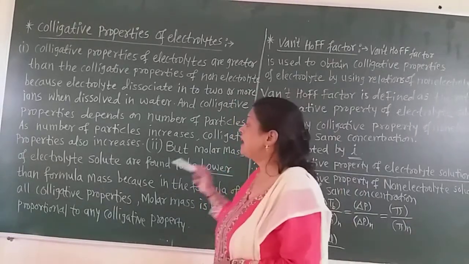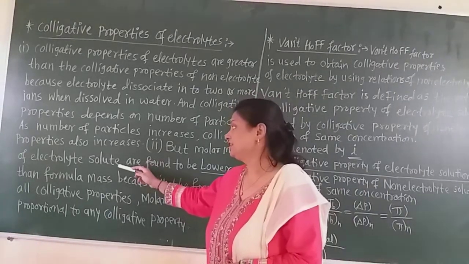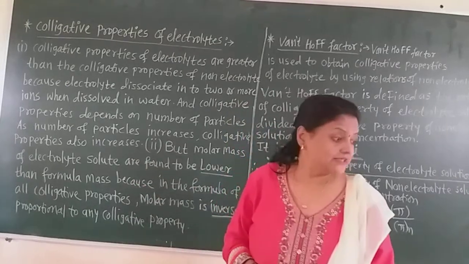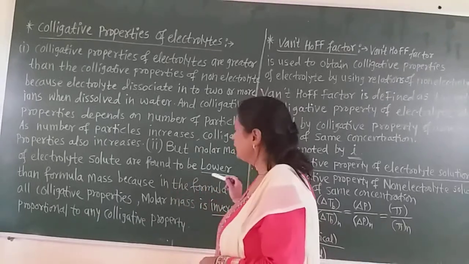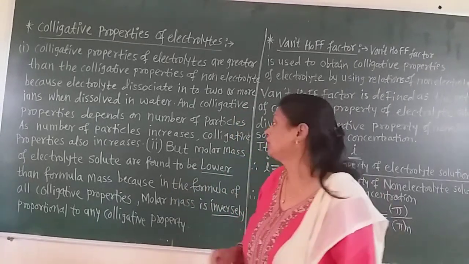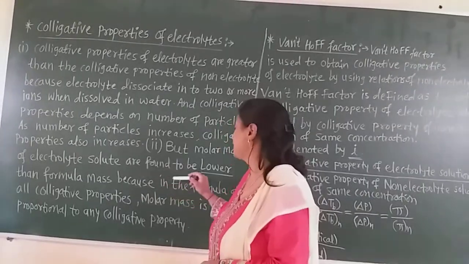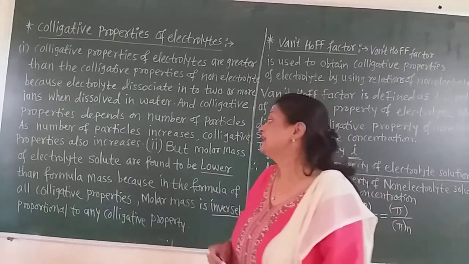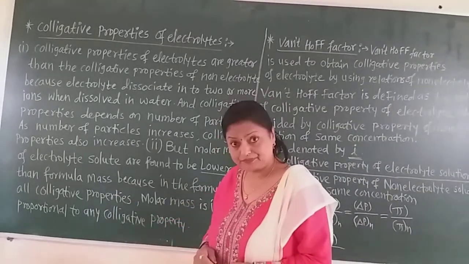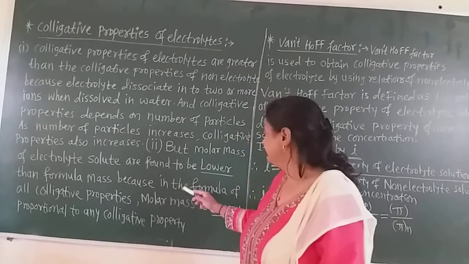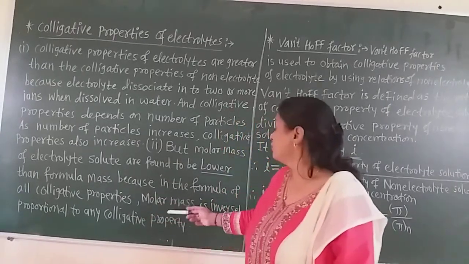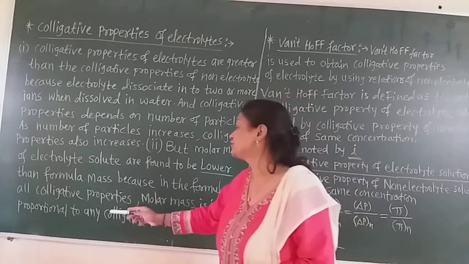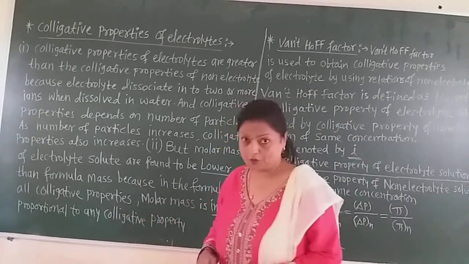But the molar mass of electrolyte solute is found to be lower. The molar mass of electrolyte solute is found to be lower than the formula mass, because in the formula of all the colligative properties, molar mass is inversely proportional to the colligative property.